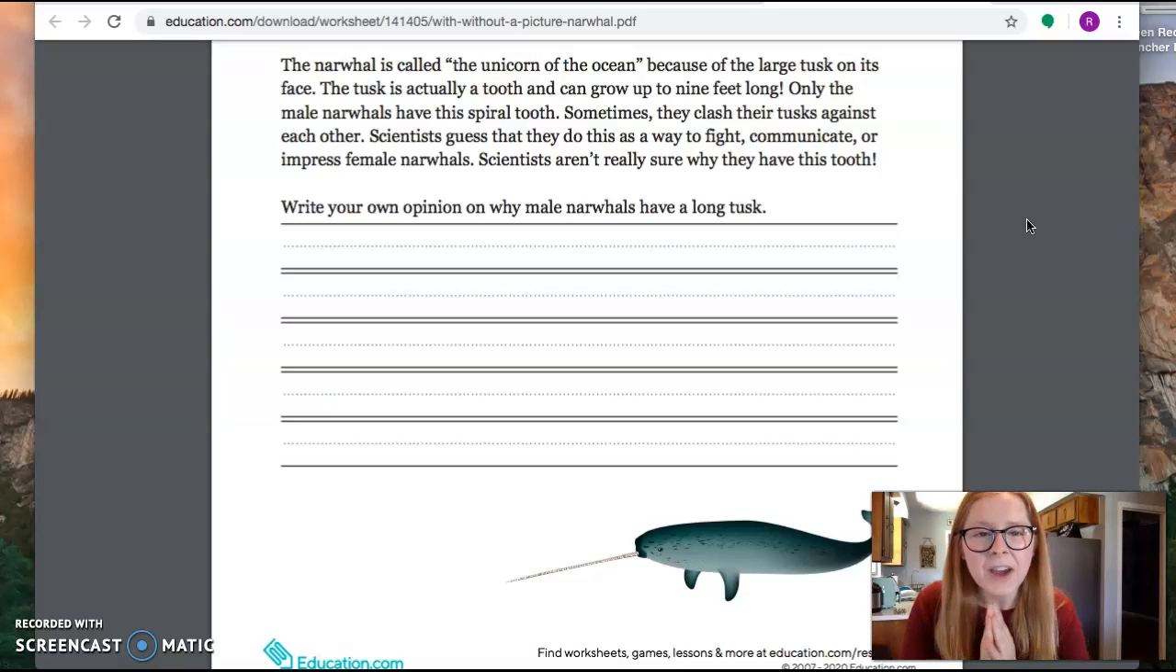All right, if I were making a guess, they live in colder environments. I think it has something to do with maybe breaking up ice. I'm not entirely sure, but I'm sure they use it as a way to communicate as well. There has to be a reason or they wouldn't have it.